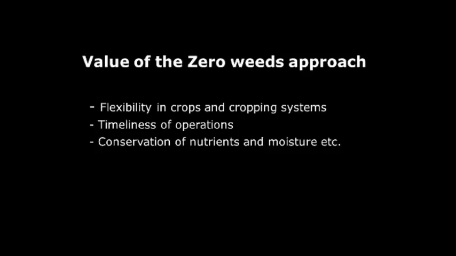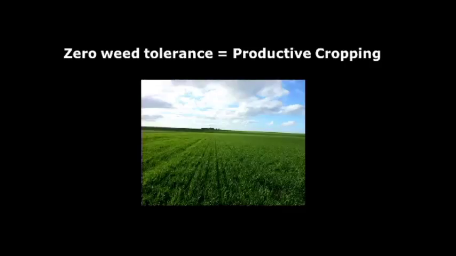So the value of a zero weeds approach for growers brings back flexibility into their production system. The weeds don't tell them what crops they can grow and when. They don't tell them when they can rotate and when they can't. There's timeliness of operations. They don't have to wait for emergence and germination before they can plant their crops, etc. As well as conservation of nutrients and just taking the competitive effects of weeds out of the equation. So there is demand within the industry to come up with systems that do lead to a zero weeds approach. And with that, I think I'll leave it there.